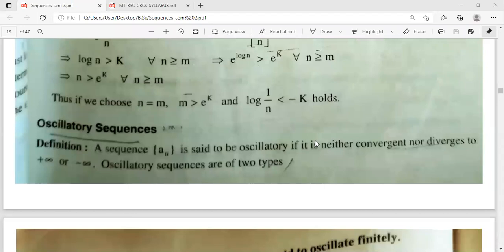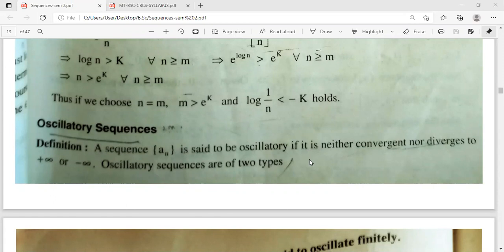The divergent sequence is over. Now the oscillatory sequences, the third type. The first one is limit of a n as n tends to infinity equal to L, where L is a finite quantity, then you get a convergent sequence. If limit of a n as n tends to infinity equals plus infinity or minus infinity, you get a divergent sequence. Now the third type is oscillatory sequences. A sequence a n is said to be oscillatory if it is neither convergent nor diverges to plus infinity or minus infinity.